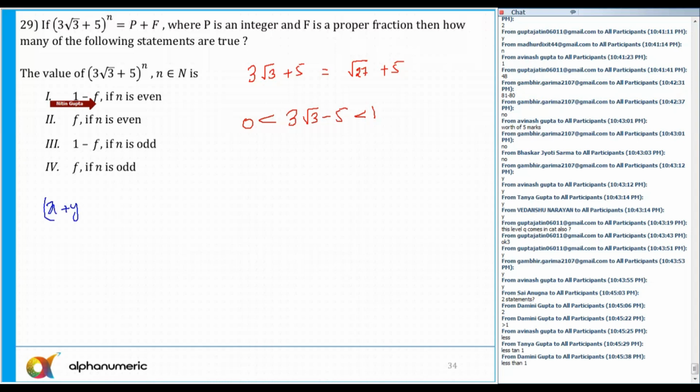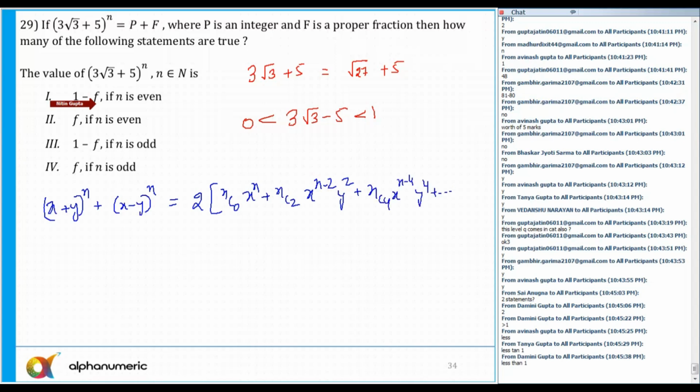x plus y raised to power n plus x minus y raised to power n will always be equal to twice of nC0 times x raised to power n, plus nC2 into x raised to power n minus 2 into y square, plus nC4 into x raised to power n minus 4 into y raised to power 4, and so on. Alright. Now tell me one thing here.